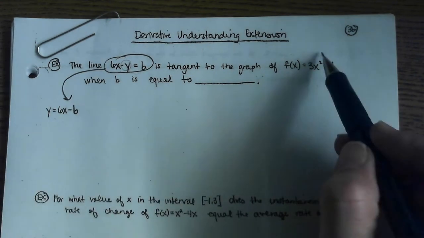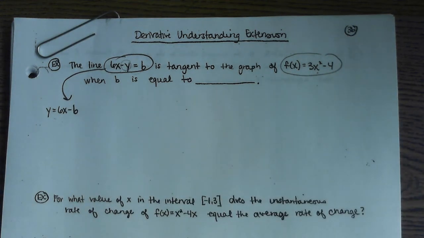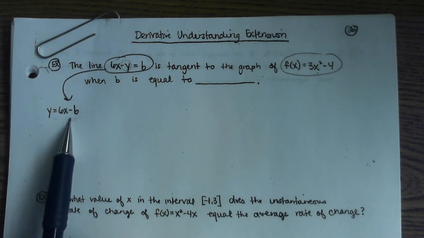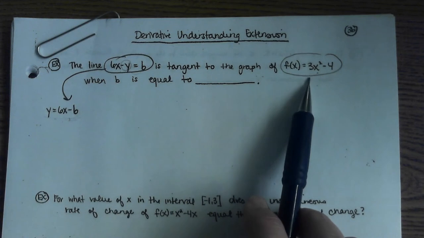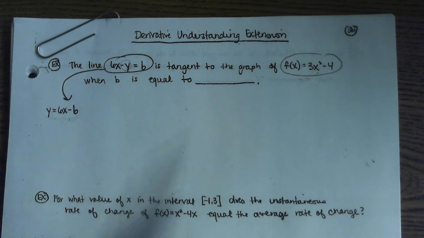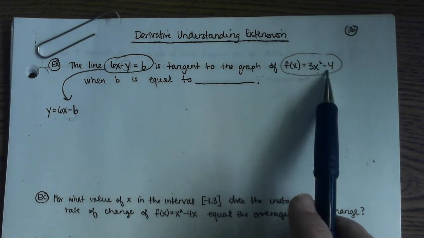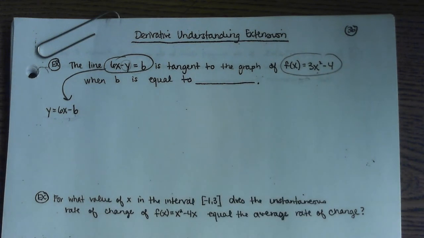So if that line is tangent to this curve, how are we going to find that location? If the line equation looks like this, we're looking for a point on the curve that has what? Aiden? You're not going to be able to set them equal to each other because you'd have two unknown variables. If I set 6x minus b equal to 3x squared minus 4, I would not know b or x.